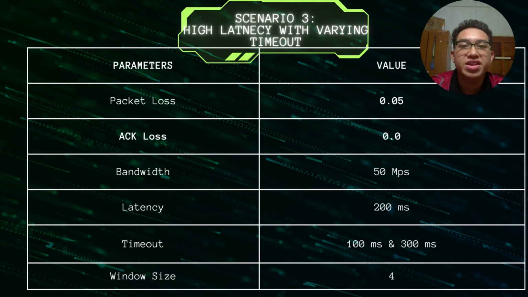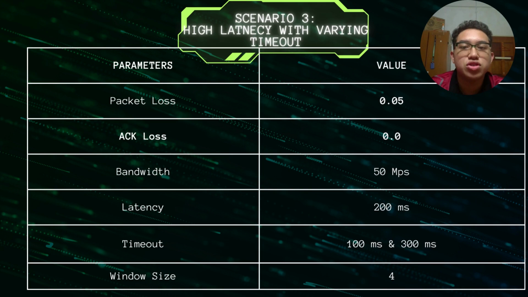Next slide is scenario 3, high latency with varying timeout. Scenario 3 is designed to test protocol behavior under high latency conditions. Here, we simulate a long distance or satellite network by setting the latency to 200 milliseconds. Packet and ACK loss are low, and the bandwidth is moderate at 50 Mbps. We run the simulation with two different timeout intervals, 100 milliseconds and 300 milliseconds, to see how critical timeout configuration is in high latency environments.